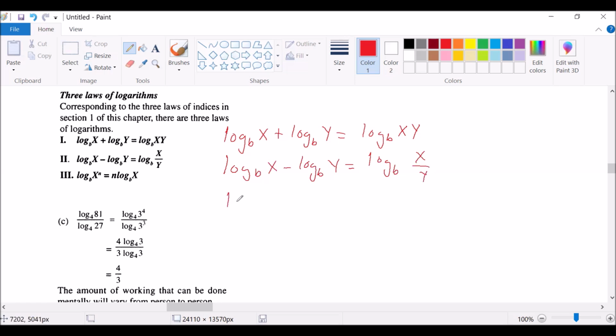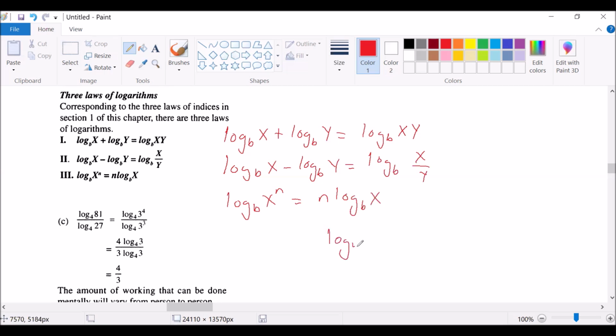And log to base b of x to the power n is the same as n log to base b of x. So you just drop the power so that it multiplies the log. Let's look at this example.